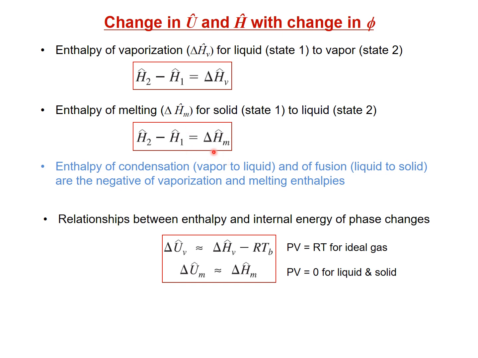Of course, the relationships between enthalpy and internal energy of phase changes is like that. As you know, H is equal to U plus PV. So U is equal to H minus PV. For the vaporization, delta U sub V is approximately equal to delta H of vaporization minus PV, and in this case PV is going to RT, right, for ideal gas. So minus RT here. T is the boiling point, of course.